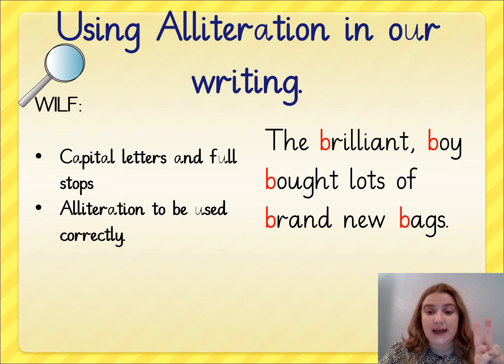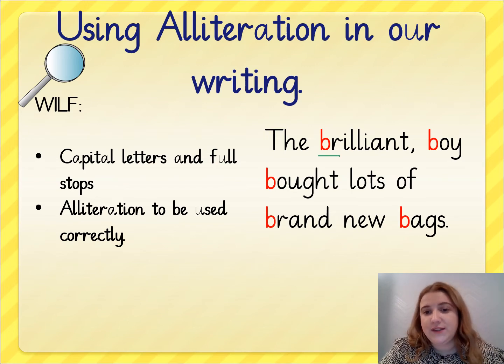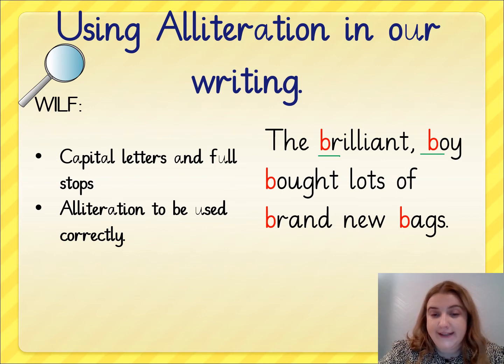Here are two things that I'm going to be looking for in our writing today. The first thing I'm looking for is capital letters and full stops, as always. The second thing that I'm looking for is alliteration to be used correctly. Take a look at my example. The brilliant boy bought lots of brand new bags. I've used the letter B and I've highlighted it in red in several words of my sentence. It creates the same sound. The brilliant boy bought lots of brand new bags.